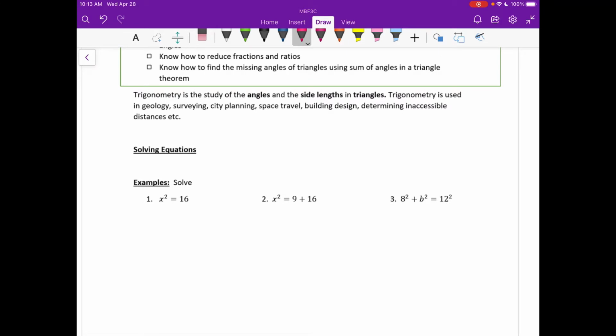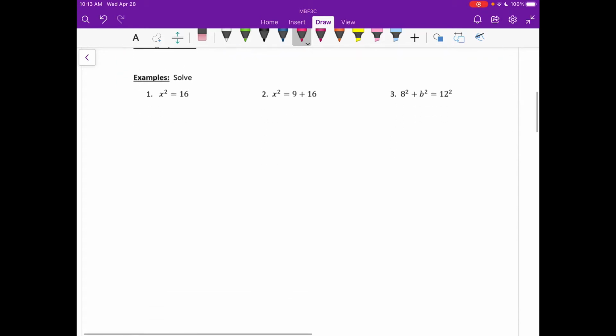Our first unit, like I mentioned, is trigonometry, which is a study of angles and the side lengths in triangles. Trig is used in geology, surveying, city planning, space travel, building design, and determining inaccessible distances. So we're just going to get started with this first part. We're going to talk very quickly about how to solve equations.